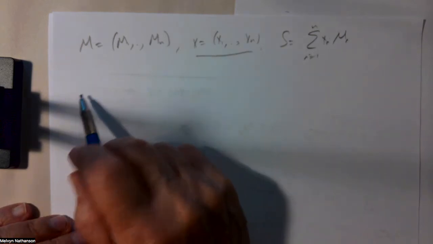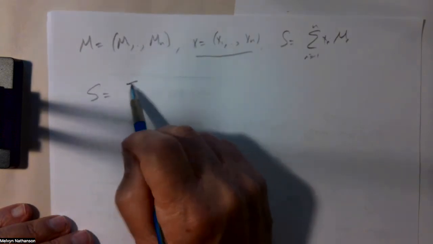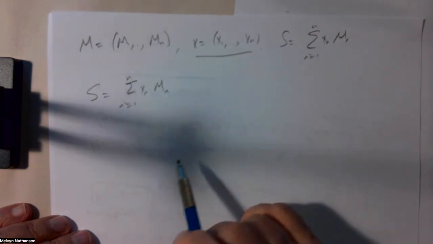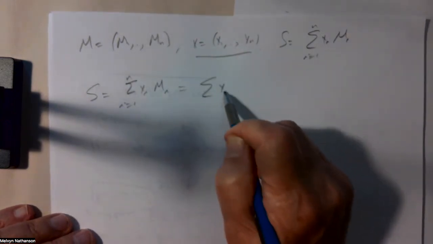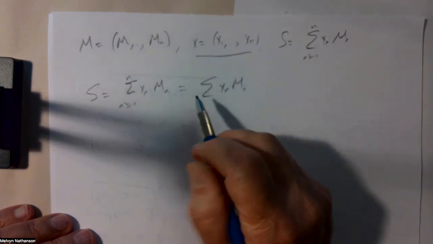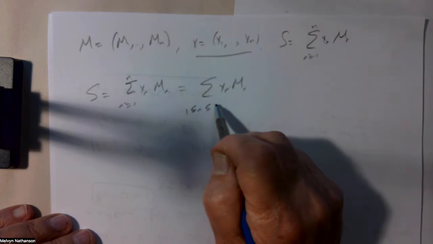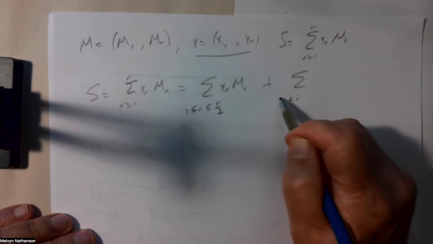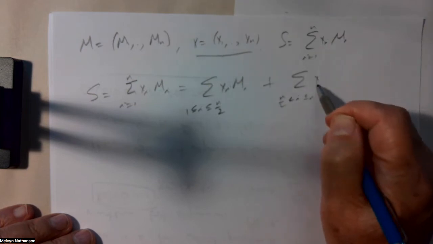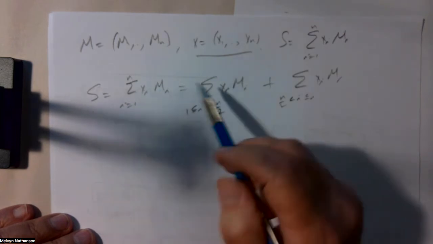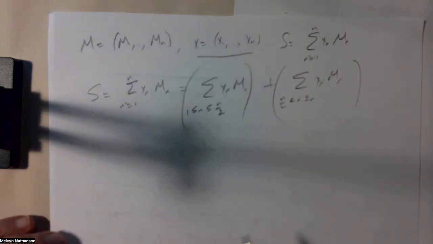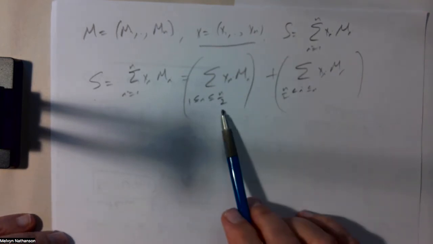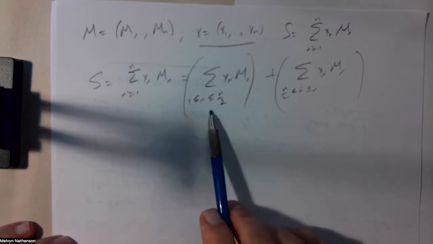So I'm going to write my number S. This is the summation i goes from 1 up to n, xi mi. I'm going to break it up into two pieces. I have all the terms xi mi where i only goes up to n over 2, and then all the terms where i is bigger than n over 2 up to n. So my S is this plus this. Always. Could be this is 0 or this is 0, that's okay. But S is this sum plus this sum.